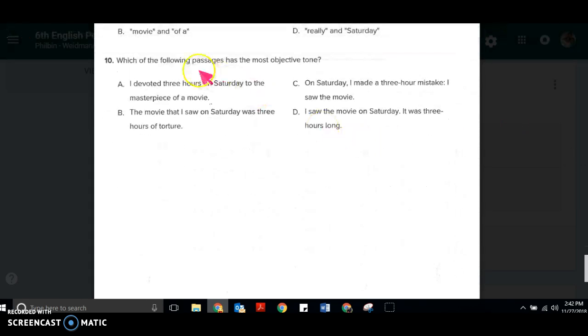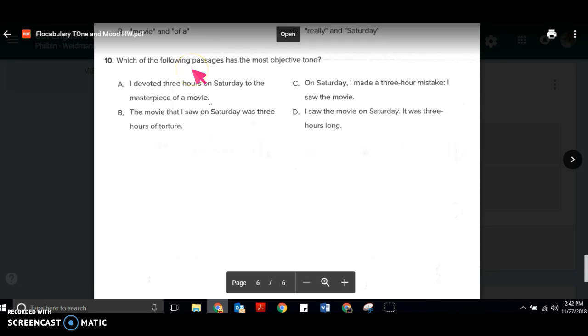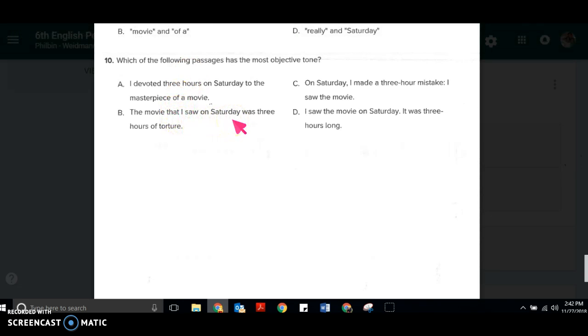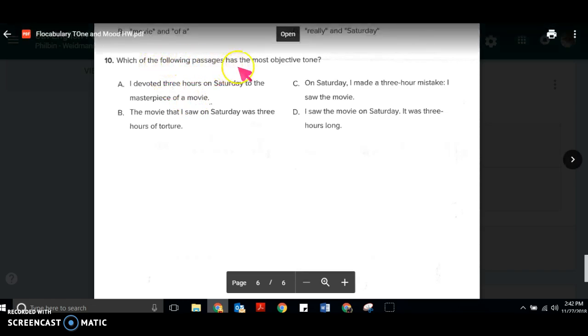Number 10. Last question. Which of the following passages has the most objective tone? A. I devoted 3 hours on Saturday to the masterpiece of a movie. B. The movie that I saw on Saturday was 3 hours of torture. C. On Saturday I made a 3-hour mistake. D. I saw the movie on Saturday. It was 3 hours long. Which of the following passages has the most objective tone, not taking any sides?